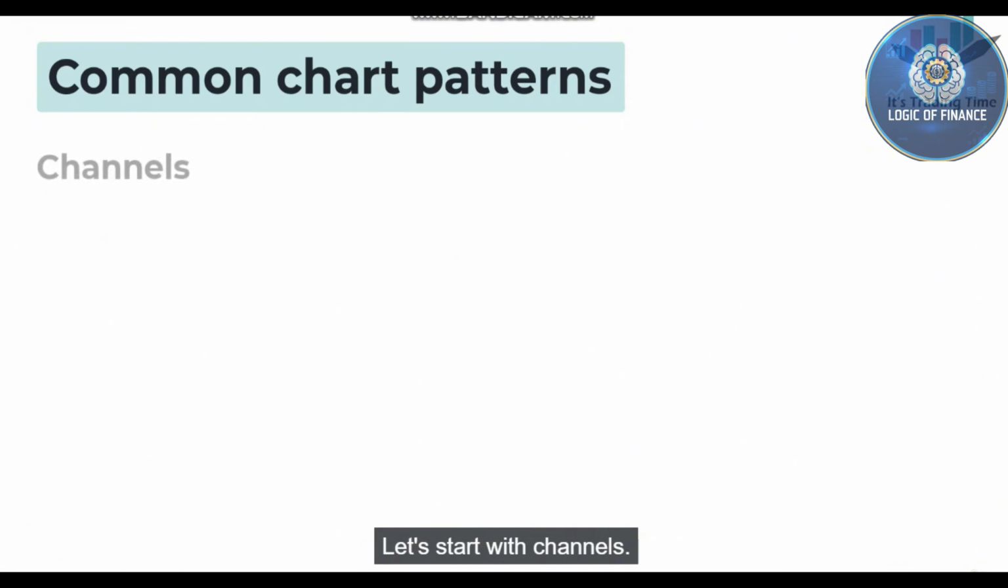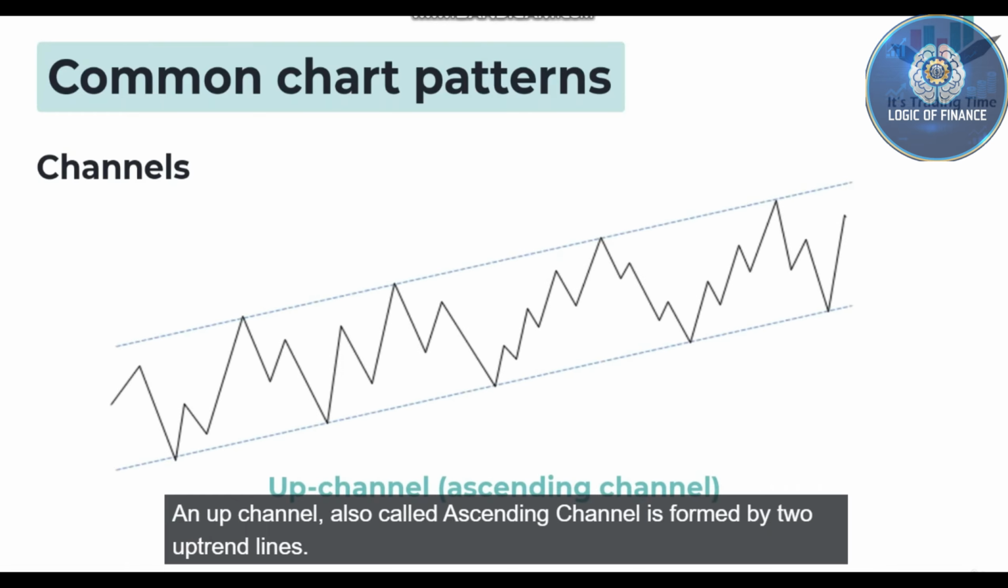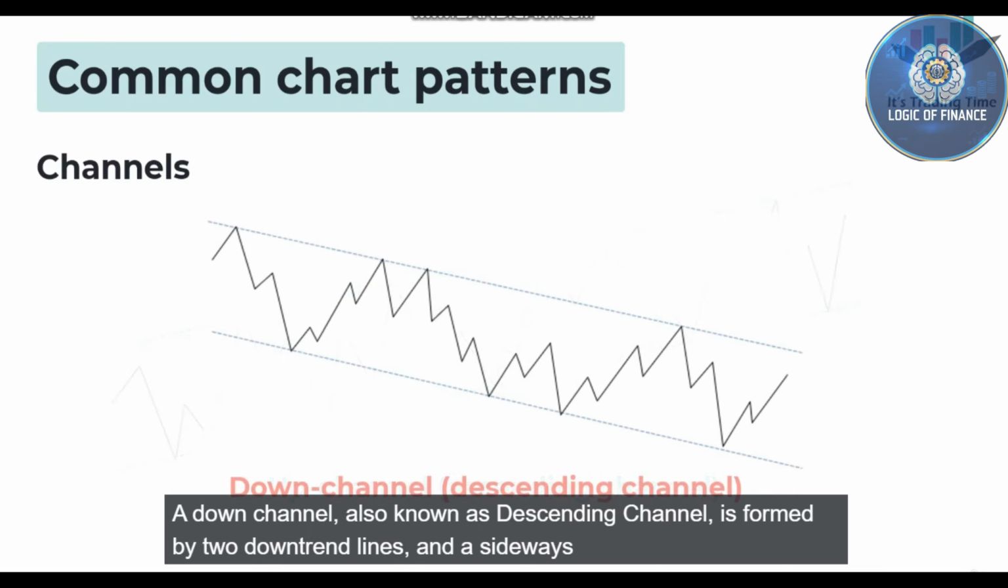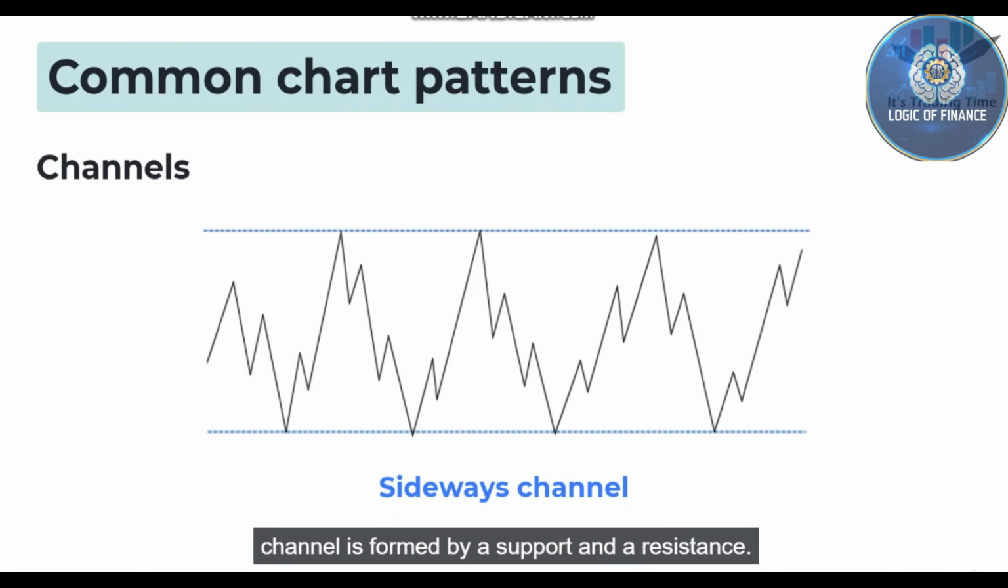Let's start with channels. A channel is a chart pattern formed by two parallel lines. An up channel, also called ascending channel, is formed by two uptrend lines. A down channel, also known as descending channel, is formed by two downtrend lines. And a sideways channel is formed by a support and a resistance.